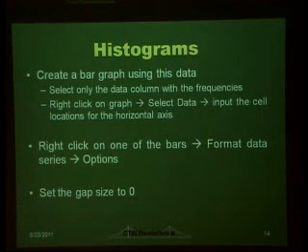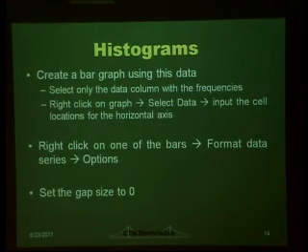Okay, so to create a histogram, this is one of the options that Excel does not give a default for in 2003. So you have to manipulate Excel to get it to do what you want it to do. So you create, just create a basic bar chart using the data. Now the trick here is you have to select only the data column with the frequencies. Otherwise, it will give you a two-dimensional bar chart with a column representing each of the different options.